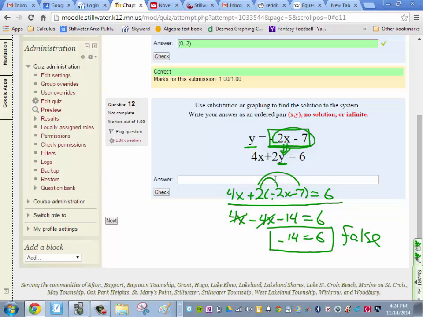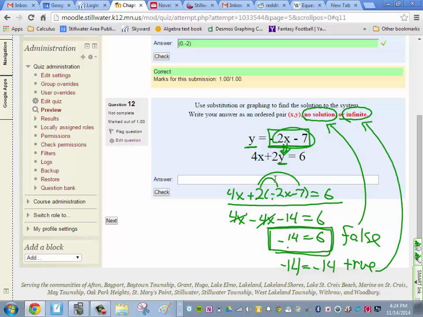So what does this tell us? Well, this tells us that these two lines are either a no solution situation or an infinite solution situation. Because it's false, we know that there are no solutions. But if this was true, if you had something like negative 14 equals negative 14, that would be a true statement, and then it would have been the infinite solutions. In other words, you have two lines right on top of each other. Here you have two lines, they're parallel, but they never cross.